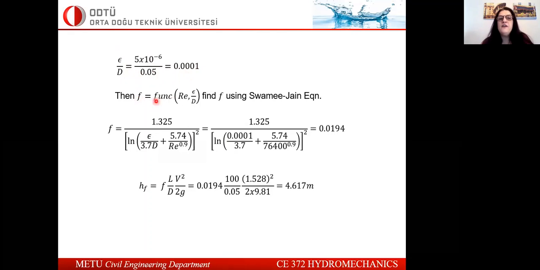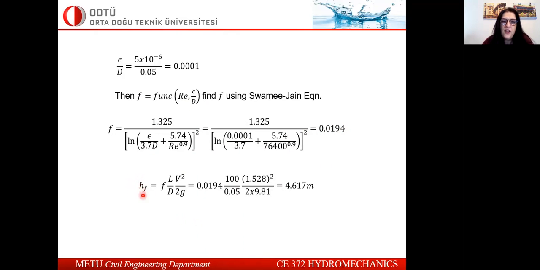So as f is a function of Reynolds number and relative roughness, we put everything into the Swamee-Jain equation to solve for our f value. This equation is not easy to use, so please get used to the Swamee-Jain equation. Do calculate this equation by yourself also and try to find 0.0194. Be careful for this f. We always try to write f with 4 decimal digits, so you need to have 4 digits after the dot.